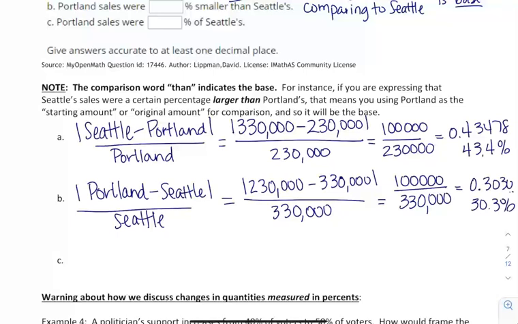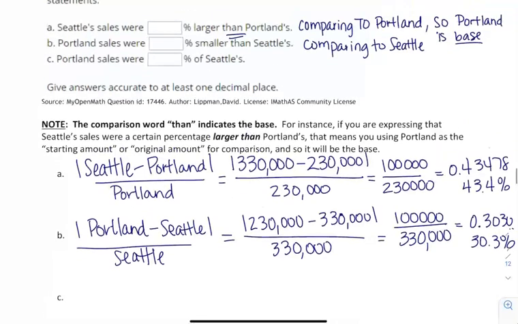Thinking of that in words, if we go back to question A, Seattle sales were 43.4% larger, or we could say Portland sales were 30.3% smaller. Both of those are accurate, so which one sounds better? And you would probably choose to report the one that sounds better for what you're trying to say.